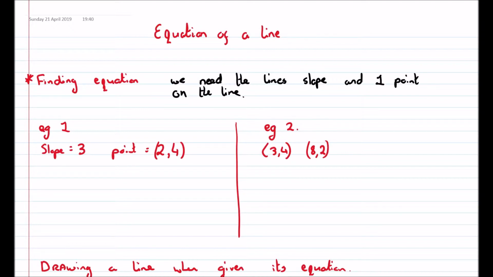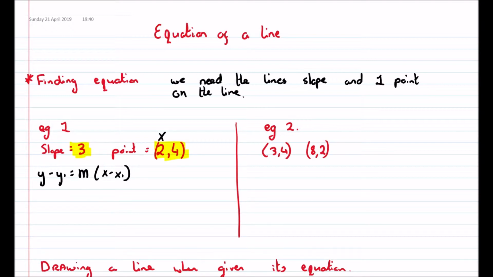When we're finding the equation from a line, we need two things. We need the slope of the line, and we need 1 point on that line. And all we do then is we take the formula from our logbooks. We don't need to know it off by heart, and it's y minus y1 equals m(x minus x1), and m stands for the slope always. And all we do is fill in what we know into this formula.